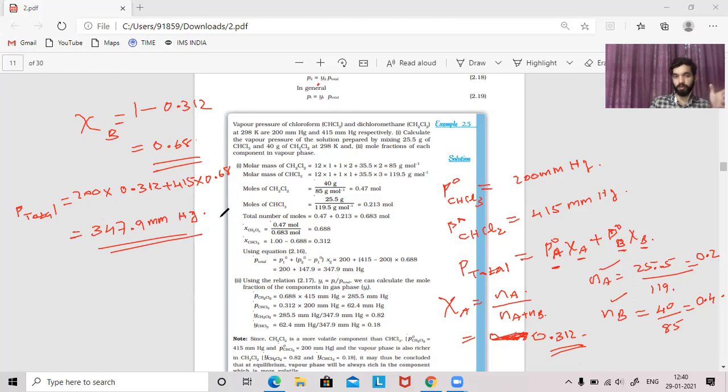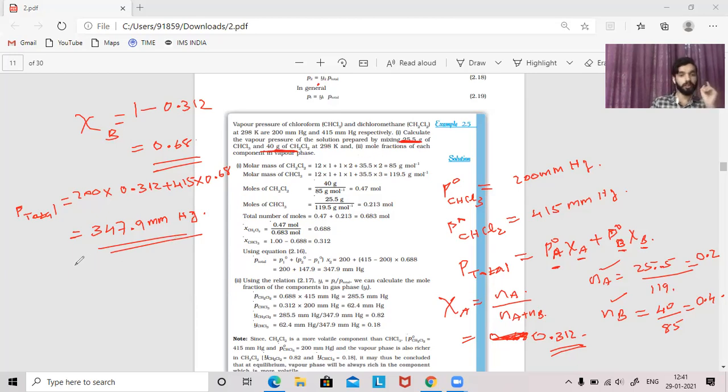Okay, so I hope you understood what we did. The vapor pressure of pure A and pure B is given in the question. So the total vapor pressure is P naught A chi A plus P naught B chi B. To calculate the mole fractions of A and B, the given mass of each, 25.5 and 40 grams, is in the question. You can get the number of moles, and you can get the mole fraction.